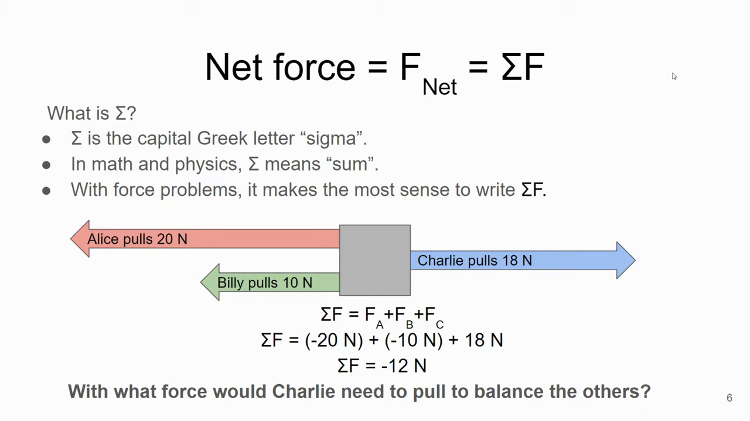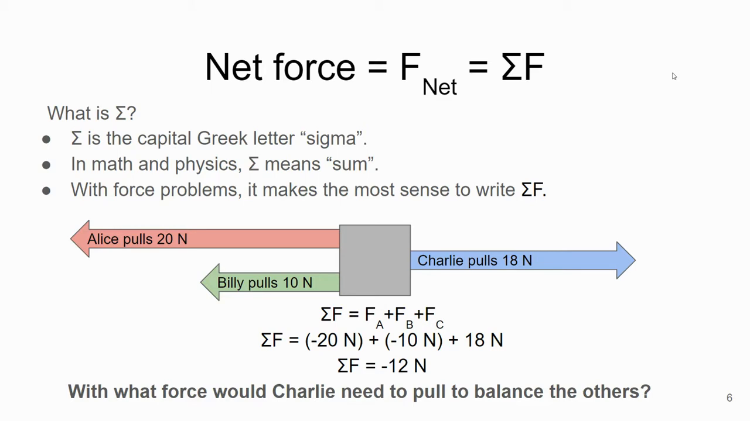So we're adding them all up, but when we add them, we have to respect which way they're going. The fact that Alice and Billy are pulling to the left means we give them negative numbers. And the fact that Charlie is pulling to the right means we give him a positive number. So if you add up minus 20 newtons and minus 10 newtons and 18 newtons, you end up with minus 12 newtons, which is another way of saying 12 newtons to the left. When we do this, the convention is left is negative, right is positive, down is negative, up is positive.